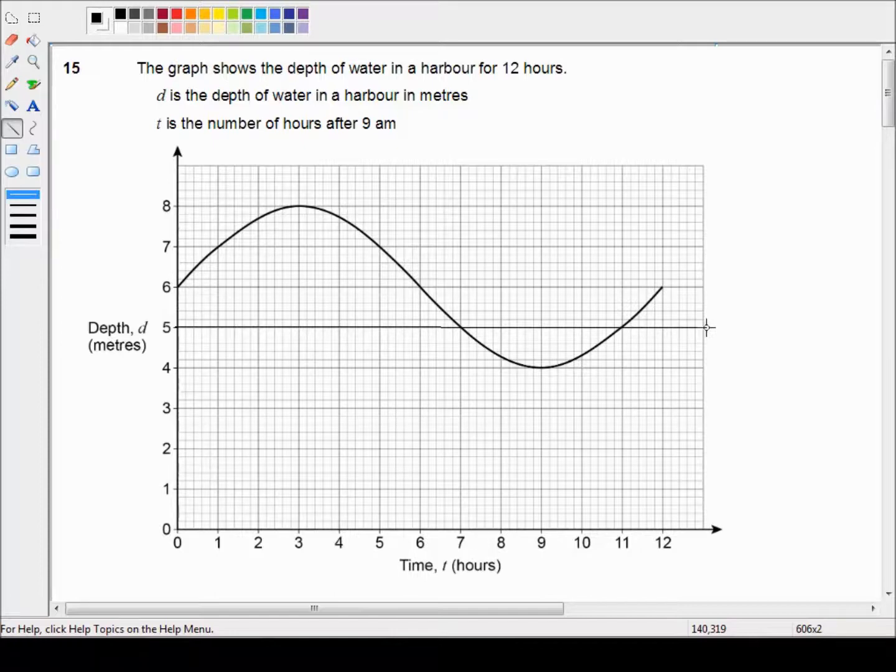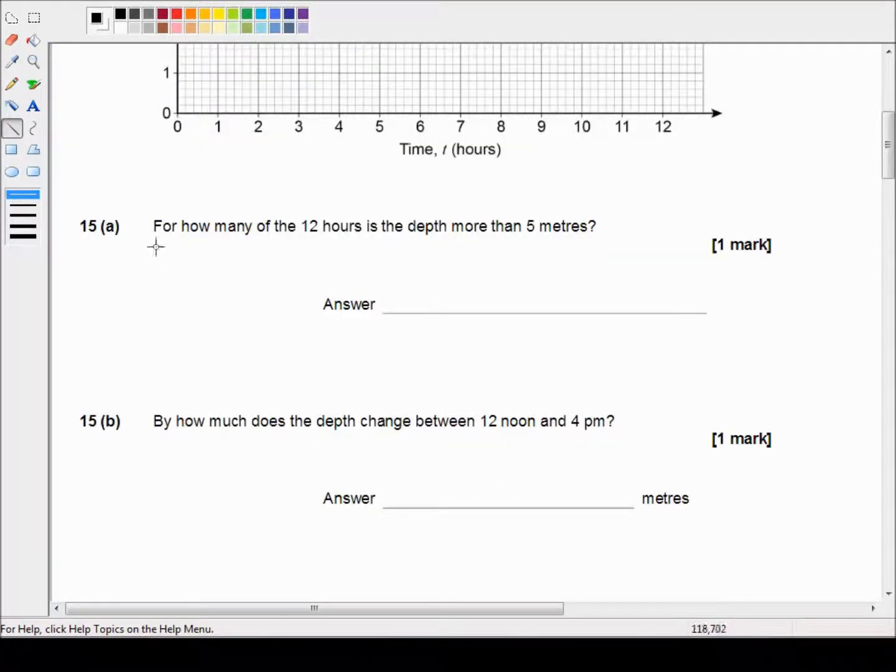So the graph dips below 5 metres after 7 hours. So for 7 hours the depth of water is greater than 5 metres, but then at the 11th hour it comes back up over 5 metres, so there's 1 hour between 11 and 12 that it's over 5 metres. So that's 7 hours plus 1 hour is 8 hours. So that's 8 hours.